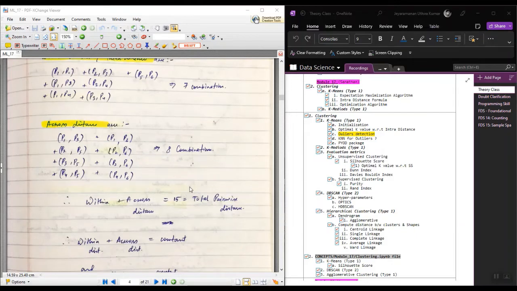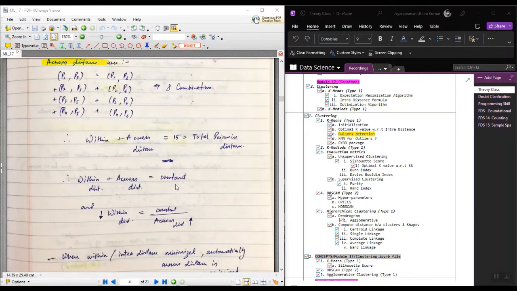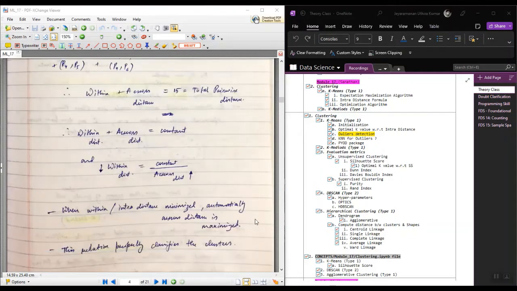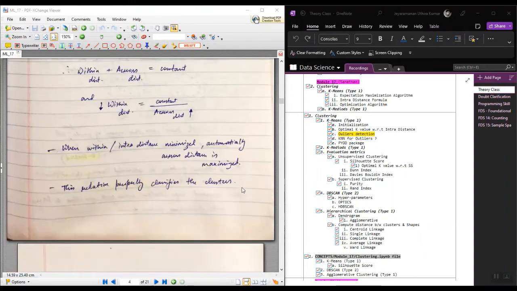When we add both of these, we get the total pair distance, right? So from this we know that within distance plus across distance is equal to the total number of cases, which is constant. This will always be constant for the number of data points we have. So we can make an analogy that when the within distance decreases, the across distance will increase. To have a good clustering, that means to properly classify the data set, it is necessary that we decrease the within distance. If it decreases the within distance, automatically the across distance will be maximized, right? So this relation basically properly classifies these clusters.